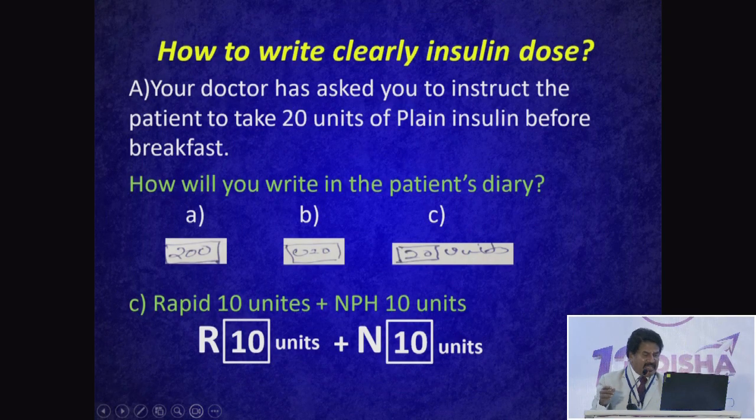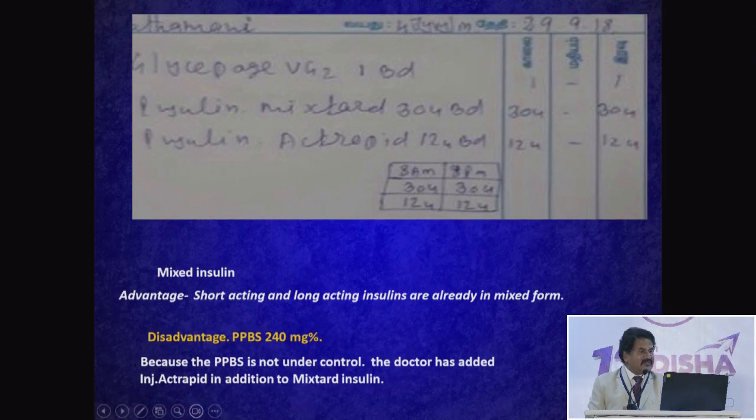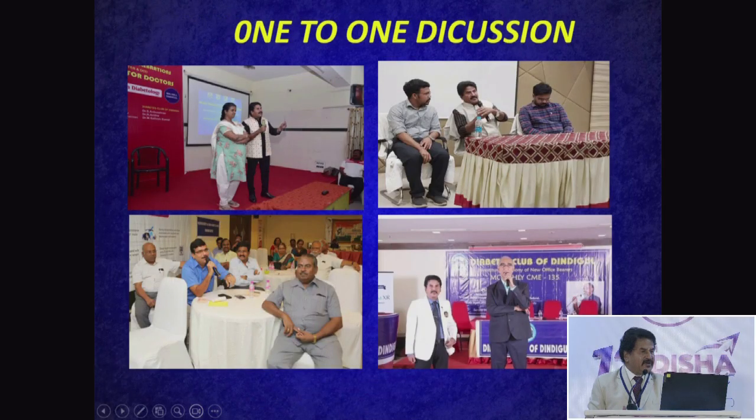Biggest problem, you have to educate very clearly to our patients. So insulin should be given half an hour before meal. Educate the patient. Routine conventional insulin needs 30 minutes for the hexamer to convert into monomer for absorption. So mismatching of the insulin syringe and vials, insulin dose calculation.